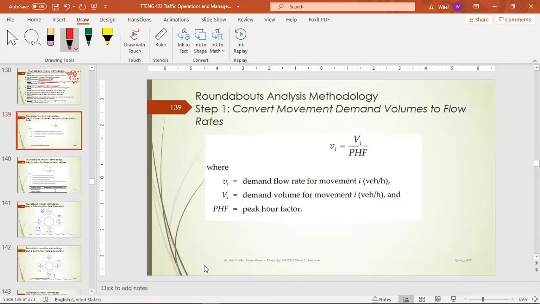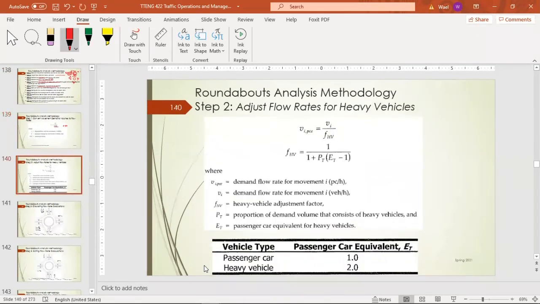So that's step one, divide by peak hour factor. Okay, if peak hour factor is not given, we take the minimum peak hour factor, which is 0.94. Then we adjust for heavy vehicles. If the percentage of heavy vehicles is not given, we take 2%. And here, for the vehicle type, the passenger car equivalent is 1 and the heavy vehicle equivalent is 2.